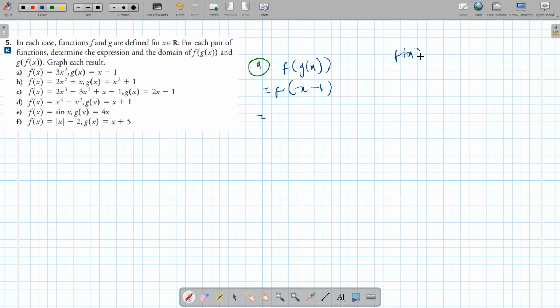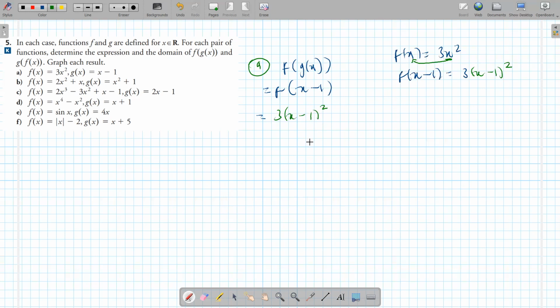If f of x is 3x squared, what's f of x minus 1? You just add a minus 1. So again, you're going to replace the x with whatever you have in this bracket. So in this case, you're going to replace that x with 3 times x minus 1 squared. Okay? 3 times x minus 1 squared.